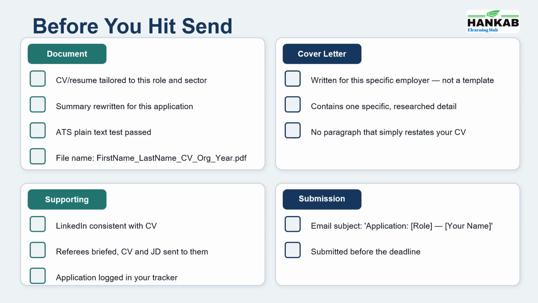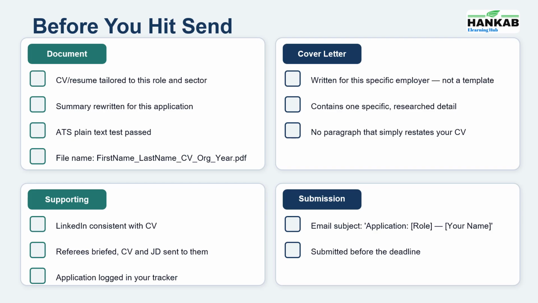Under submission, is your email subject line clear and professional? Have you submitted before the deadline, not at 11:58 on the closing date? This checklist takes 5 minutes to run through. It is the difference between an application that looks professional from the outside and one that undermines itself. In the final step, Module 6, Section 6.4, assemble your complete package. This is your final exercise for the course. Complete every item before submitting your application.